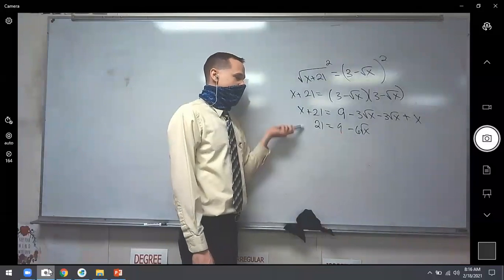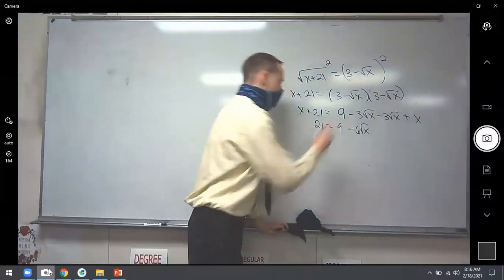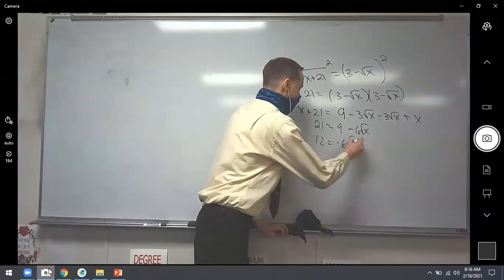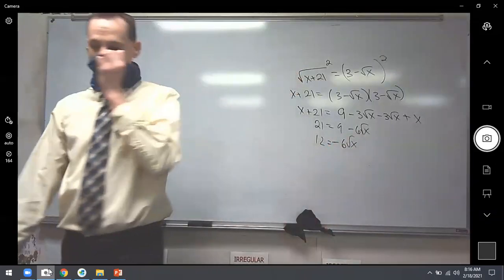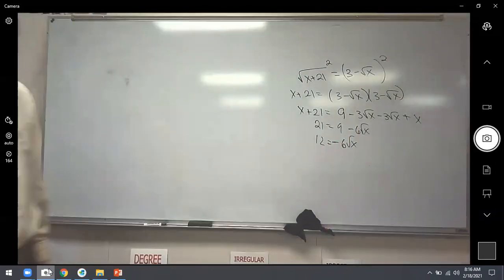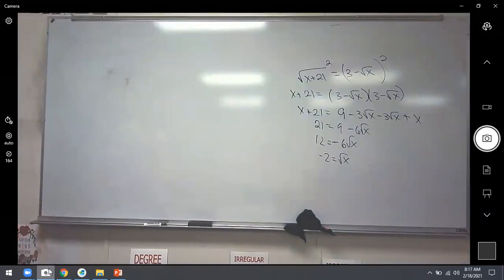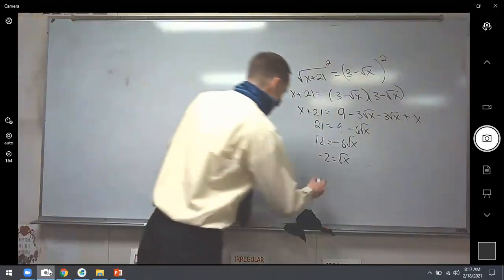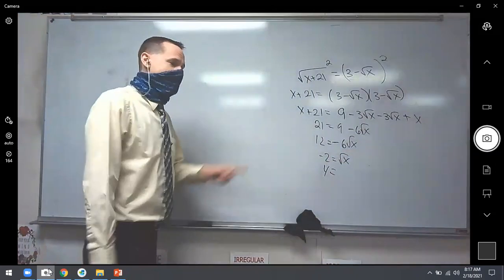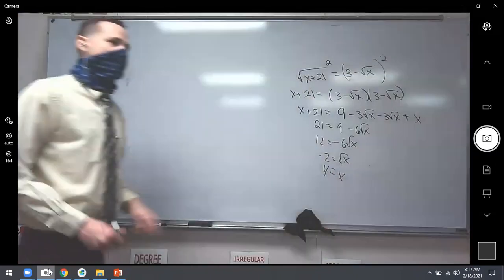Well, let's start getting this root by itself. Let's subtract 9. 21 minus 9 is 12. And the root's not quite by itself yet because it's times negative 6. So we'll divide both sides by negative 6. And you get the square root of x is negative 2. That's not good. Okay, how are you going to do the square root? Square both sides, right? So on the left, if you square negative 2, negative 2 times negative 2 is 4, right? And on this side, by design, when you square it, you get x.